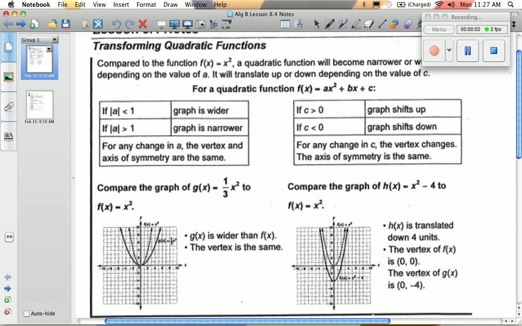What's the parent function of the quadratics? Remember, the parent function is the most basic one, the one that it kind of starts from, and then we transform it. It's f of x equals x squared. So this right here is what we call our parent function. I want you to write that in your notes. I want you to circle that and put that that is your parent function.